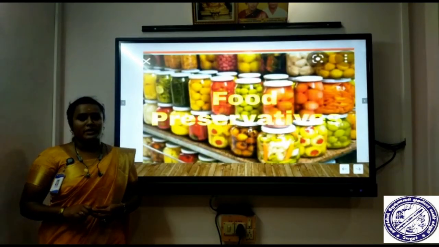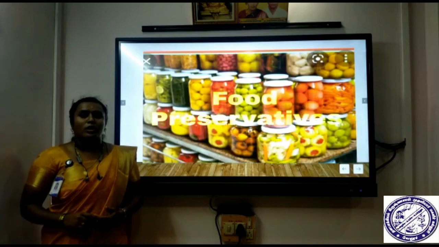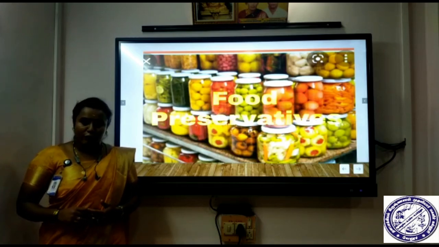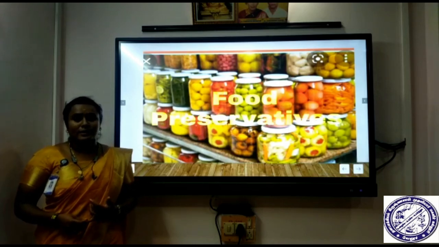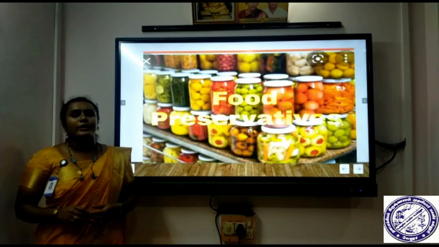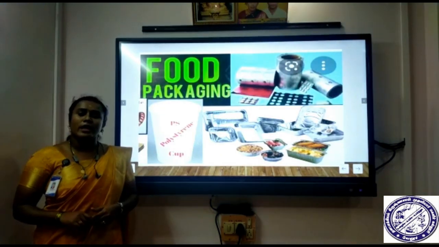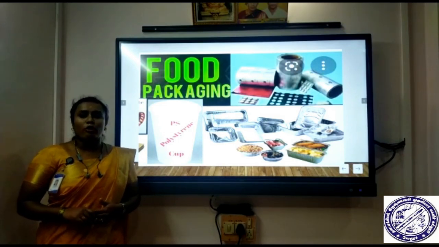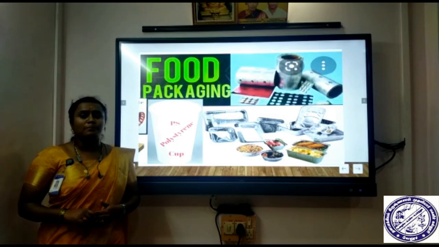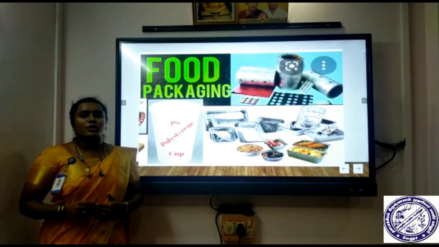First one is food preservatives. A food preservative is a substance or chemical that is added into the food product. It is used in packaged products, for example crackers, snacks, cereals, ready to eat meals and so on. Next we will see food packaging. The leading role of packaging is to keep the food product in top condition and keep it safe to be consumed.